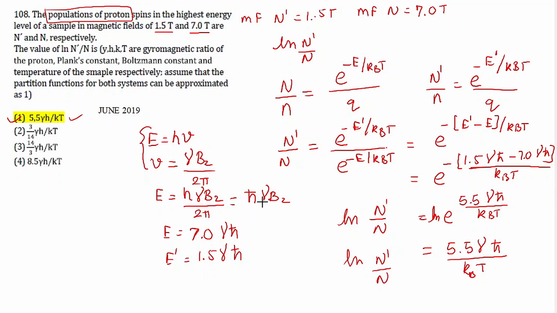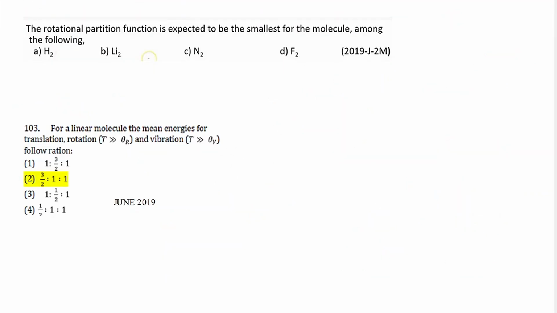So very simple, we just have to know these things. Okay, other things are known very much, that is we should know the value of Larmor frequency, that we have studied in physical NMR spectra. Okay, so very simple numerical. Moving on to the next numerical.